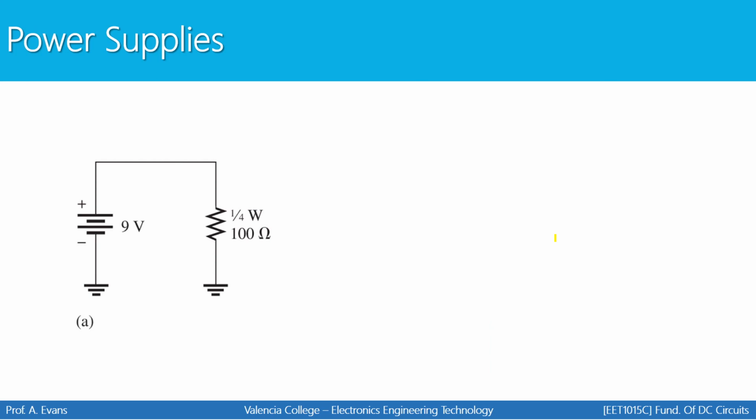Next, we're going to transition and talk about power supplies. So in each of the circuits that we've discussed so far, there's been a source, a DC voltage source. It's been labeled with a positive and a negative terminal. And when we build a circuit like this in the lab, we'll use a power supply to deliver the 9 volts that is needed in a circuit like this one.